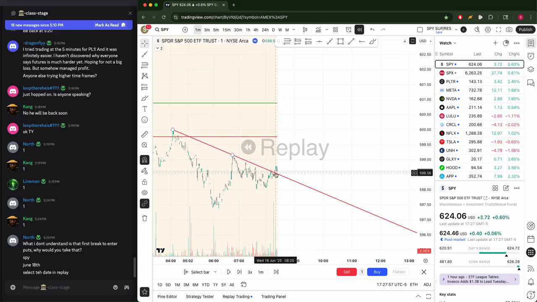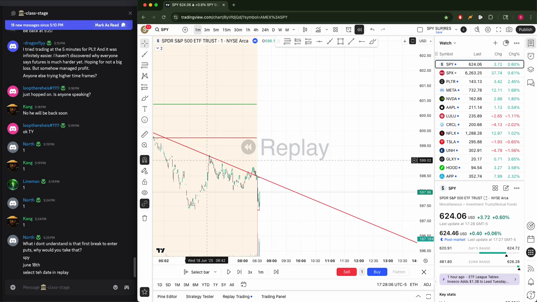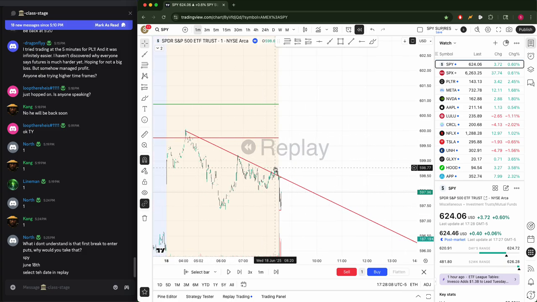Okay, so right here, this is 822. We get a break right here, comes back in, and then we go into open. So this downtrend line is still good. It got broken in pre-market, but not in market. See, it came back down.